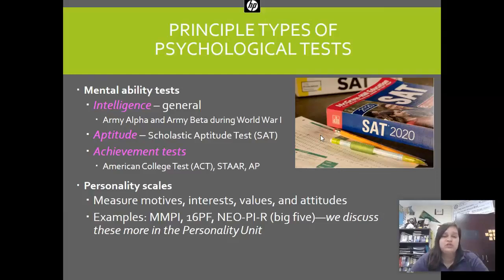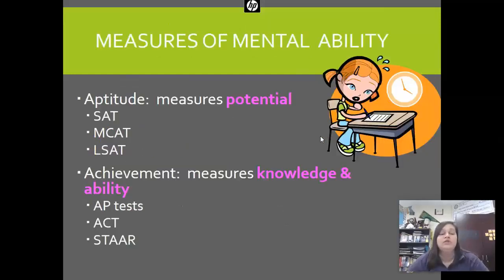Aptitude tests, which you're a little more familiar with, like the SAT, and achievement tests, like the ACT, the STAR test, and the AP exams. Personality scales measure what it sounds like, personality. And we get more into that in our personality unit, which is Unit 7. Looking more closely at aptitude and achievement.